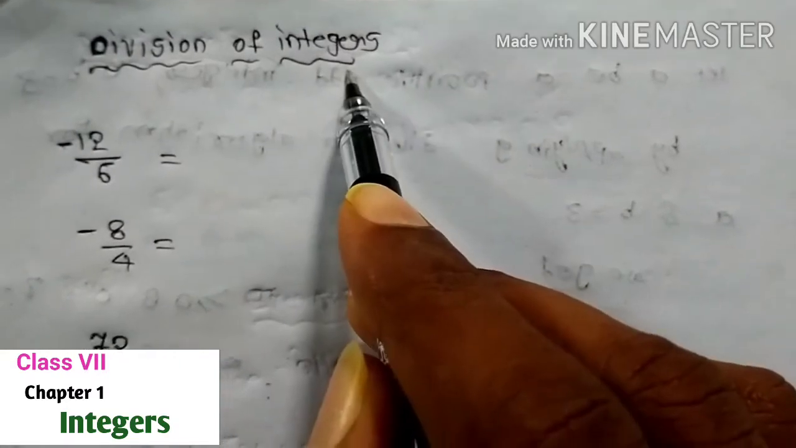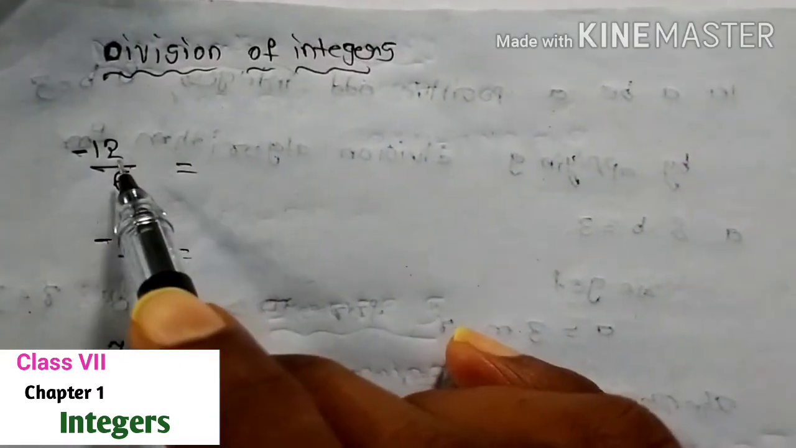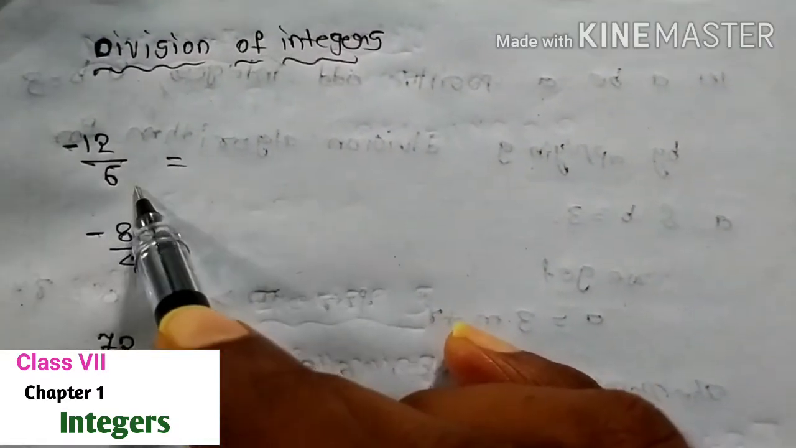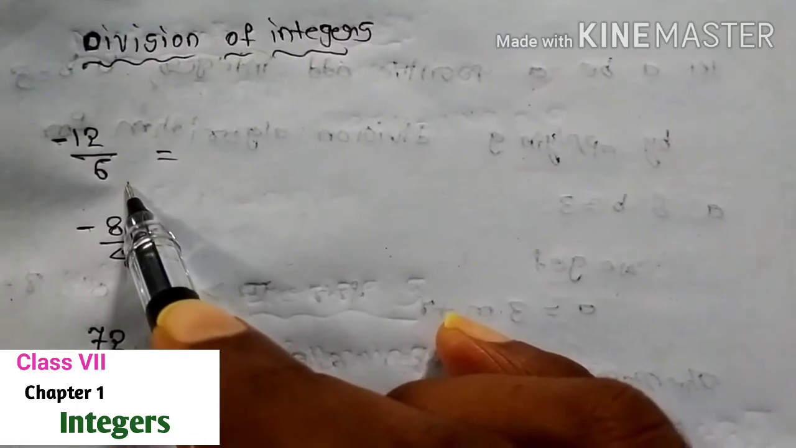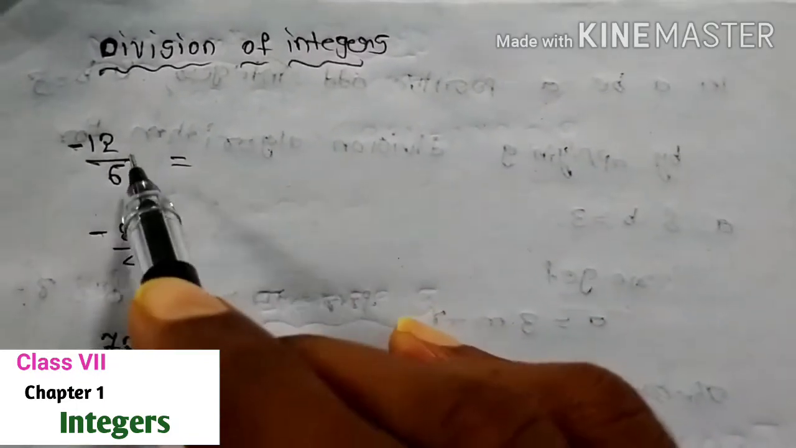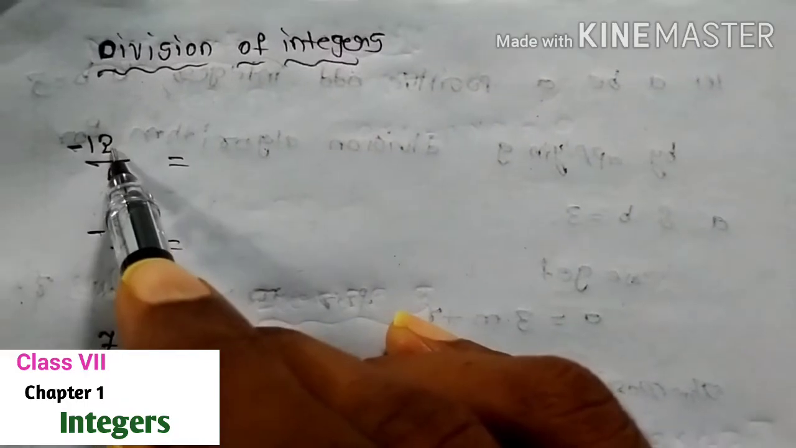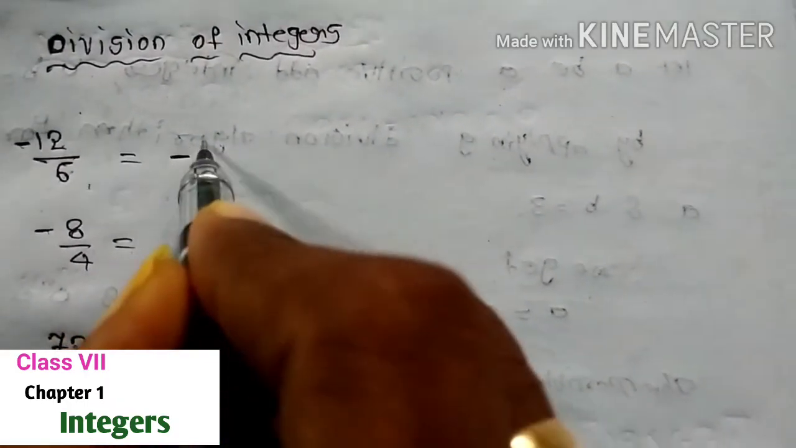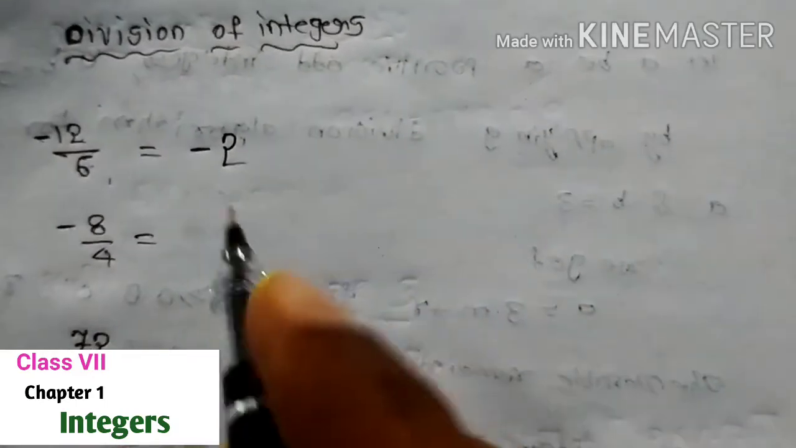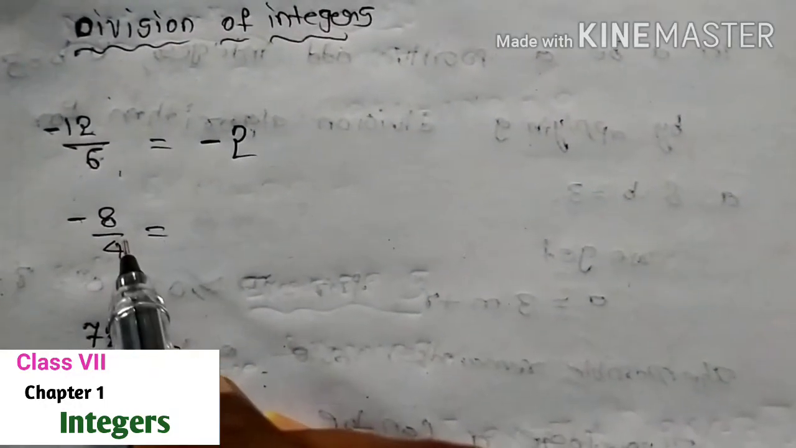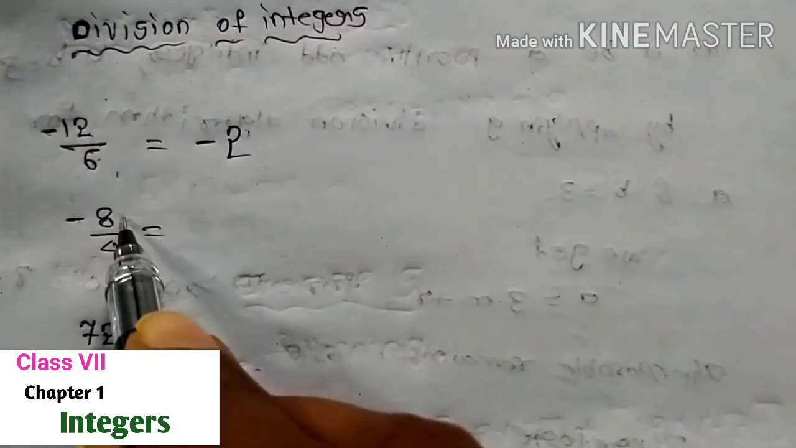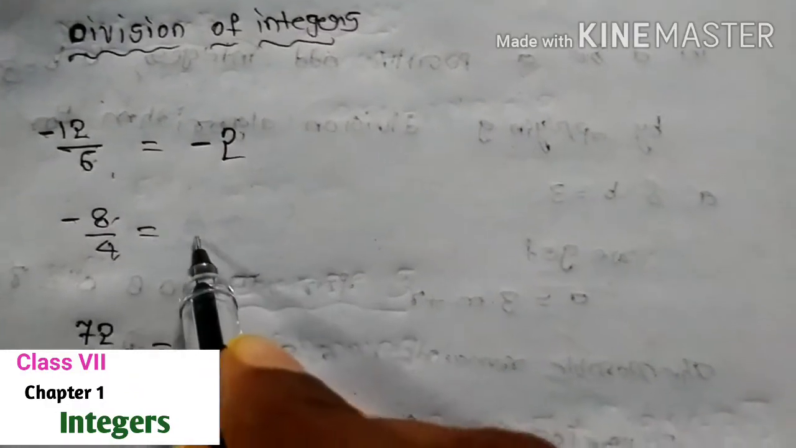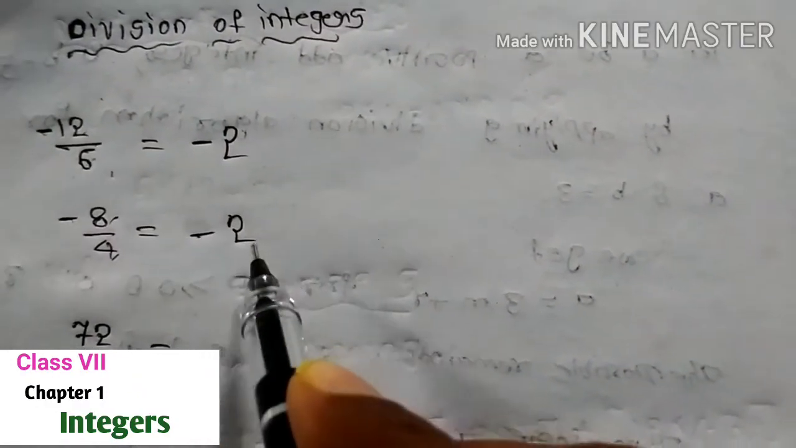Division of integers. First I am taking minus 12 by 6. Minus 12 by 6 means how much is your answer? 6 ones are 6, 6 twos are 12, or not? Yes. So can I write minus 2 as your answer? Yes or no? Yes. In the similar way, 4 ones are 4, 4 twos are 8. Yes or no? That means here also minus 2 only.